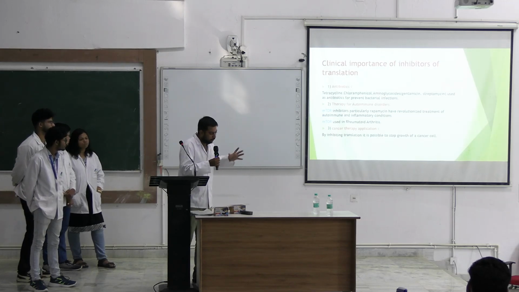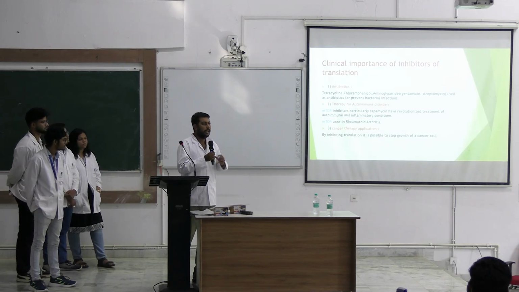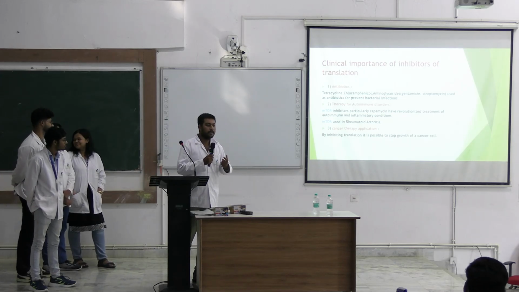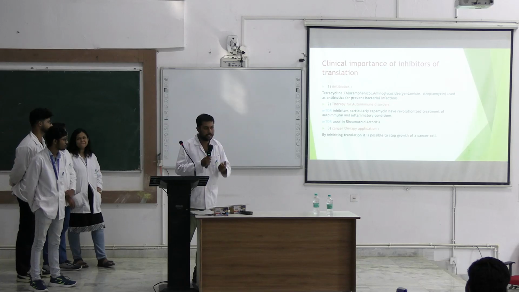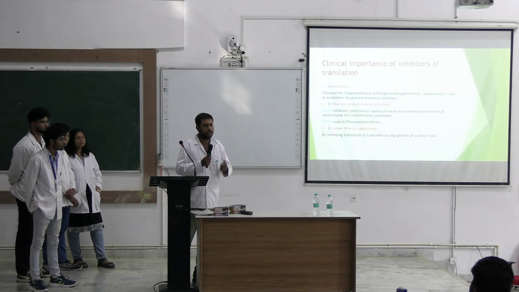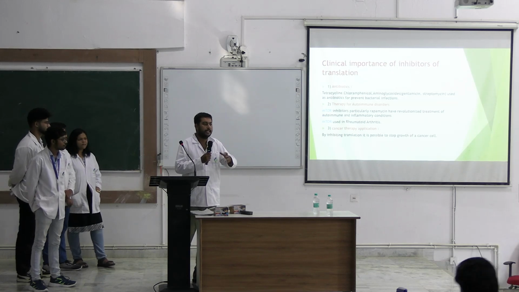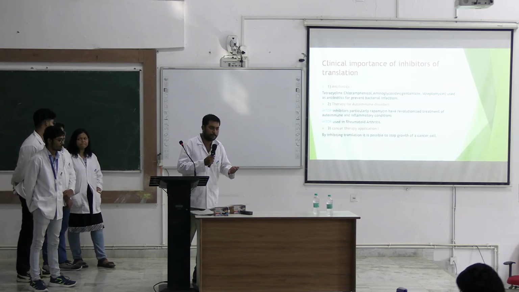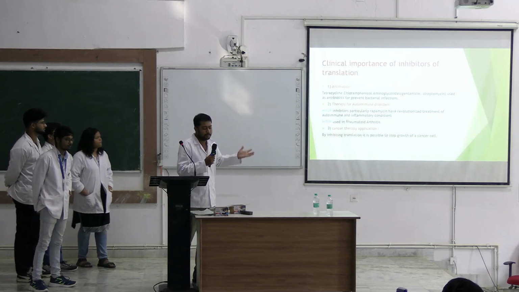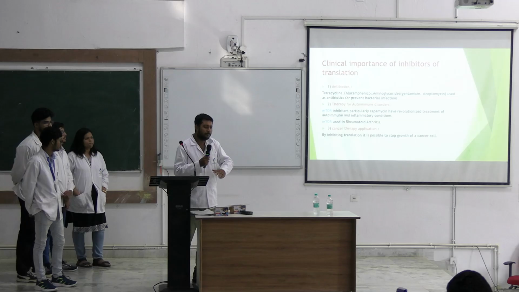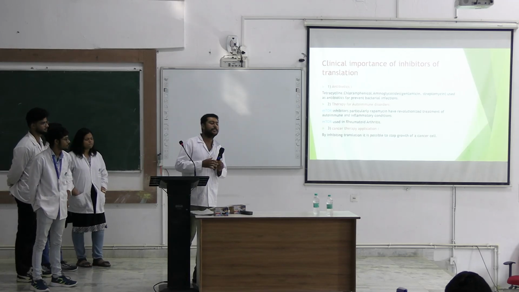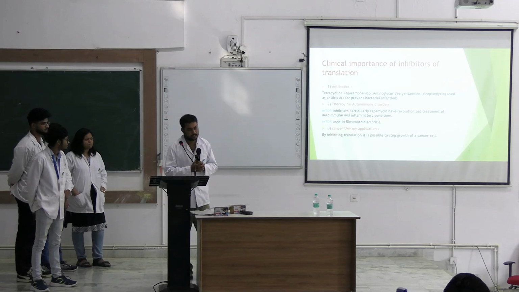Now, these are all for human purposes, but as my fellow teammate said, there is something called puromycin. Puromycin is not used for human purposes. It is used in lab procedures, where we study different genetic processes and how things perform, and we use it to stop them. So these are antibiotics, or inhibitors of translation, for human use, and puromycin is only for lab use, not for human use. That brings us to the end of our presentation today.